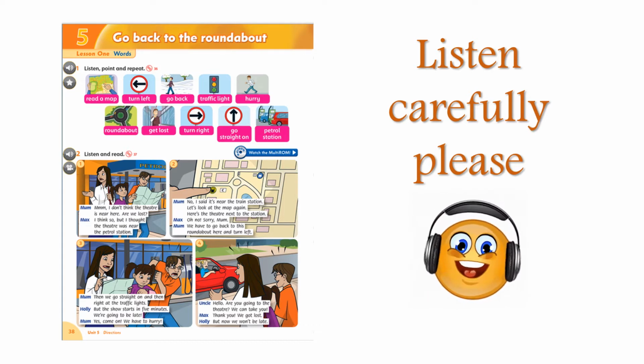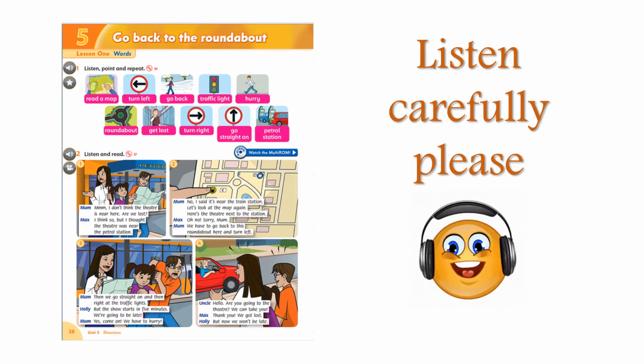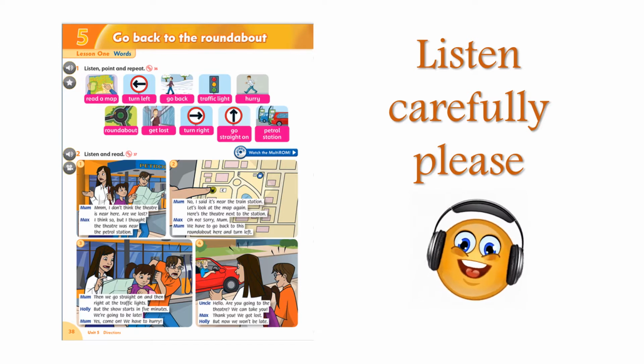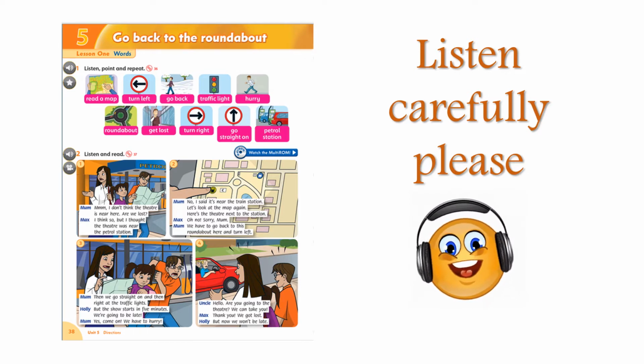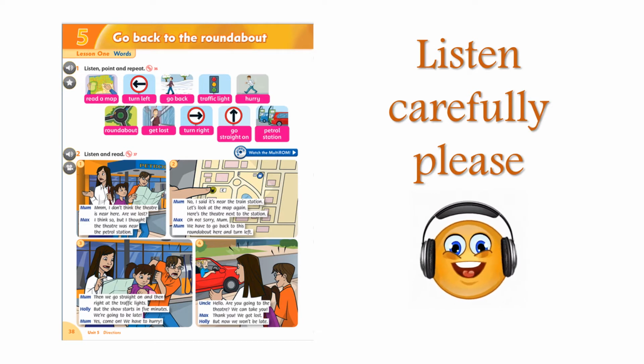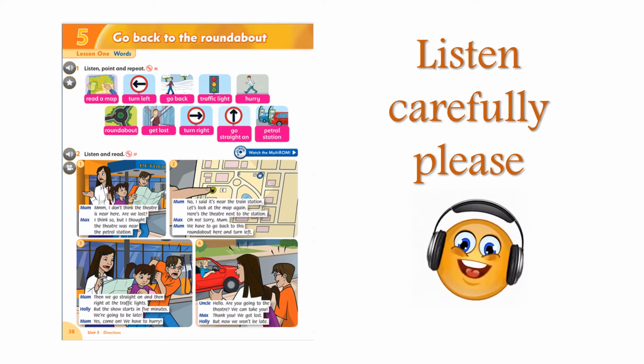I don't think the theater is near here. Are we lost? I think so, but I thought the theater was near the petrol station. No, I said it's near the train station. Let's look at the map again. Here is the theater next to the station. Oh no, sorry, Mom. We have to go back to the roundabout here and turn left. Then we go straight on and then right at the traffic lights.